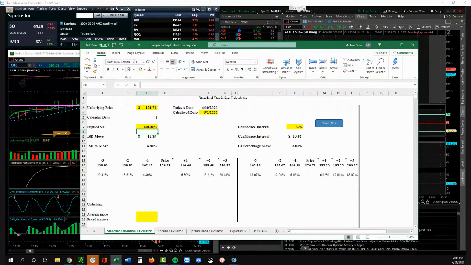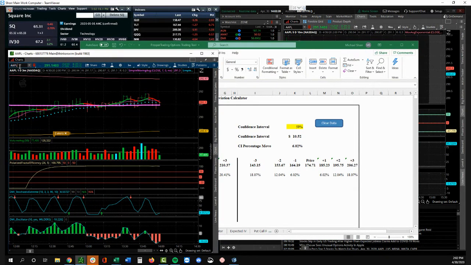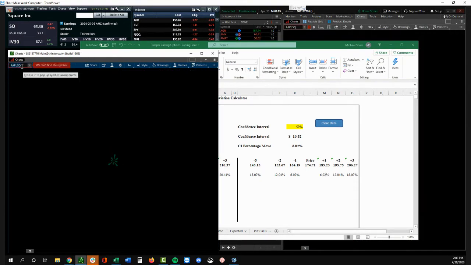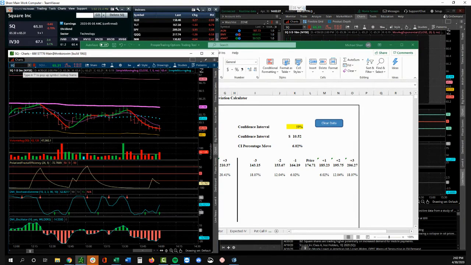But anyhow, so we're recording this because Mickey has a question about a longer term play going into earnings for Square. All right, so Square, Square's earnings on the 6th after.